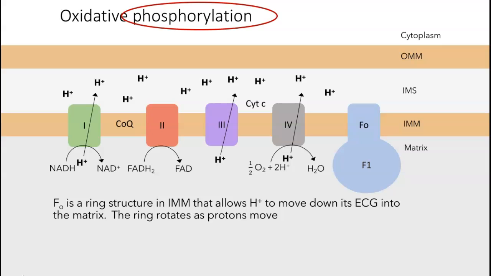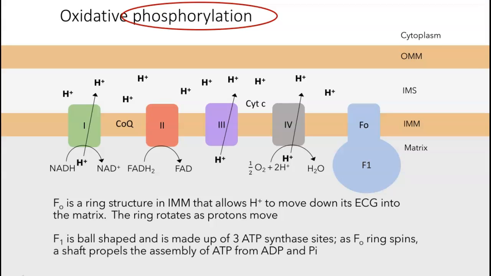The FO is a ring structure. It's in the inner mitochondrial membrane, and it's going to allow protons to move down their electrochemical gradient back to the matrix. As the protons move, the ring itself will rotate like a turbine engine. The F1 extends into the matrix. It's a ball-shaped structure. It looks a little bit like a tangerine with 6 slices. The major part of F1 is composed of 3 alpha and 3 beta subunits, and they're arranged so that 1 alpha and 1 beta subunit form an ATP synthesis site, and then there are 3 of them.